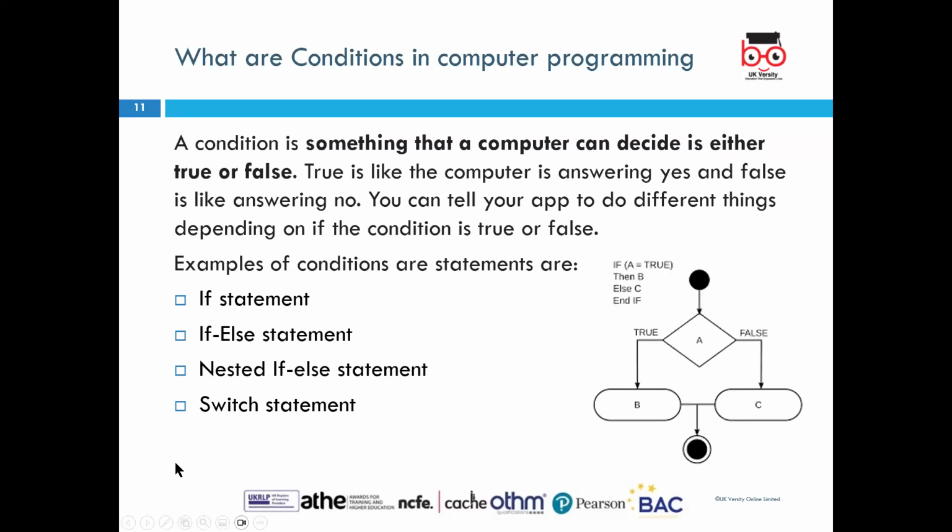So what are conditions in computer programming? A condition is something that a computer can decide is either true or false. So we can check a statement, or validate this statement. True is like the computer answering yes, and false is like the computer answering no. Examples of conditions are the if statement, if else statement, nested if statement, and switch.